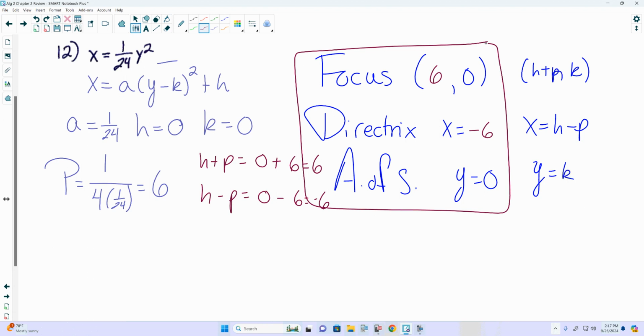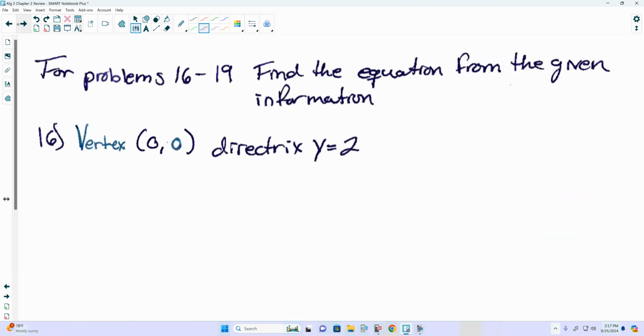So, questions up to 15? We're ready to look at 16 through 19. 16 through 19 will look a little different on the test, and the only difference is that the fact that the vertex is 0, 0 will be given to you in the instructions, not in the individual problem. Kind of like the homework. But the vertex tells you the value of h and k. Because hopefully you notice so far, no matter which equation we have, the vertex is always h, k.